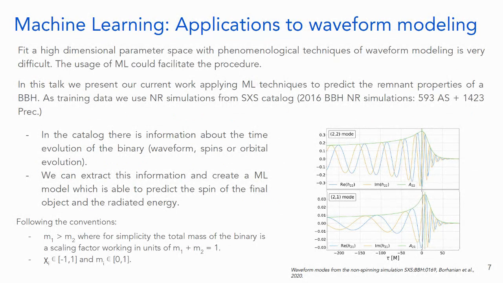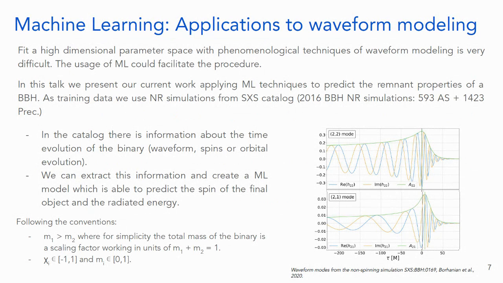As I said to you, in the precessing case, the dimensionality is much higher. So it's very challenging to fit to numerical relativity. So using machine learning techniques will facilitate this procedure. In this work, which is at the very beginning, we try to predict the remnant quantities of a binary black hole using machine learning.